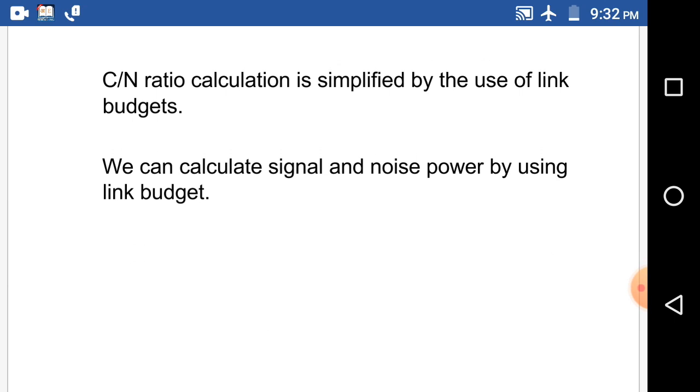In satellite communication, designing of downlink is very important. By using the design of downlink, we can calculate the signal to noise ratio, that is S by N, the carrier to noise ratio, that is C by N, and we can calculate the G by T ratio for our simplicity.